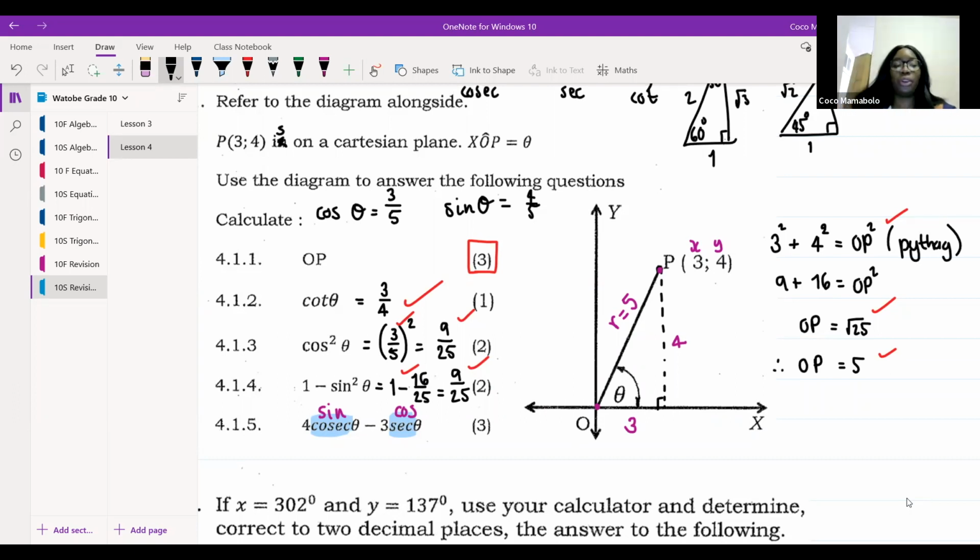All right, let's have a look at this one. We're going to run out of time. David is correct, yes. Okay, you're going to get 4 times. Now, sine was 4/5. So cosec is going to be 5/4, minus 3 times sec, or cos is 3/5. So sec will be 5/3. But because of BODMAS, I need to do the multiplications first. Okay. So you guys will see that I can cross cancel. 4 divided by 4 is 1. 3 divided by 3 is 1. So what I actually have left is 5 minus 5, which should give me 0.